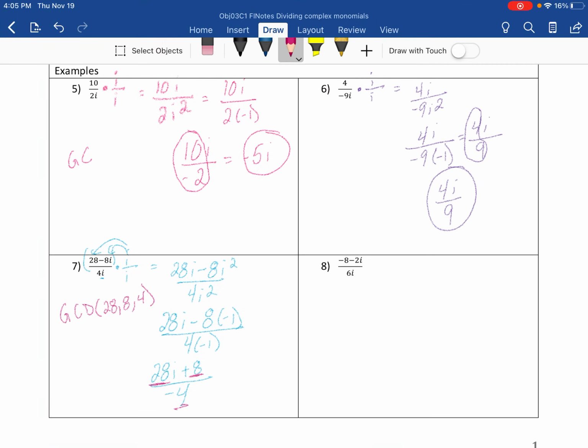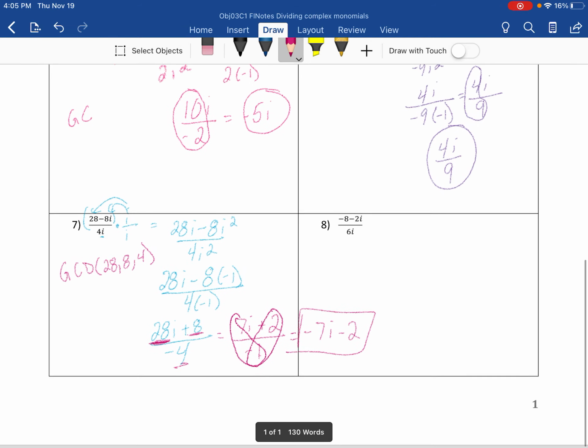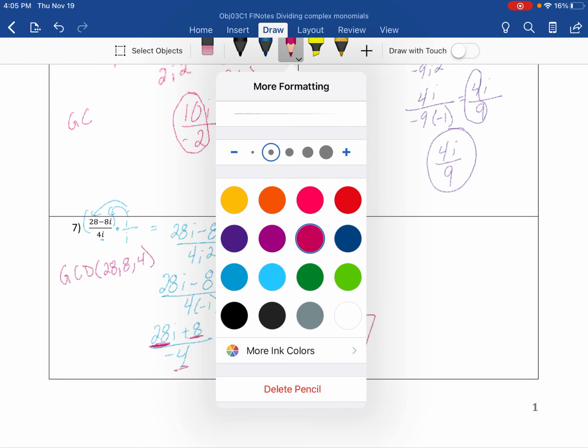So what I'm going to do is divide all of my terms by 4. So 28 divided by 4 is 7. 8 divided by 4 is 2. 4 divided by 4 is 1, and negative 4 gives negative 1. And then I just divide by that negative. So it's going to be negative 7i minus 2. So I divide both parts by the negative 1. And that's my final answer. Should have left a little bit more space, so I apologize for that.